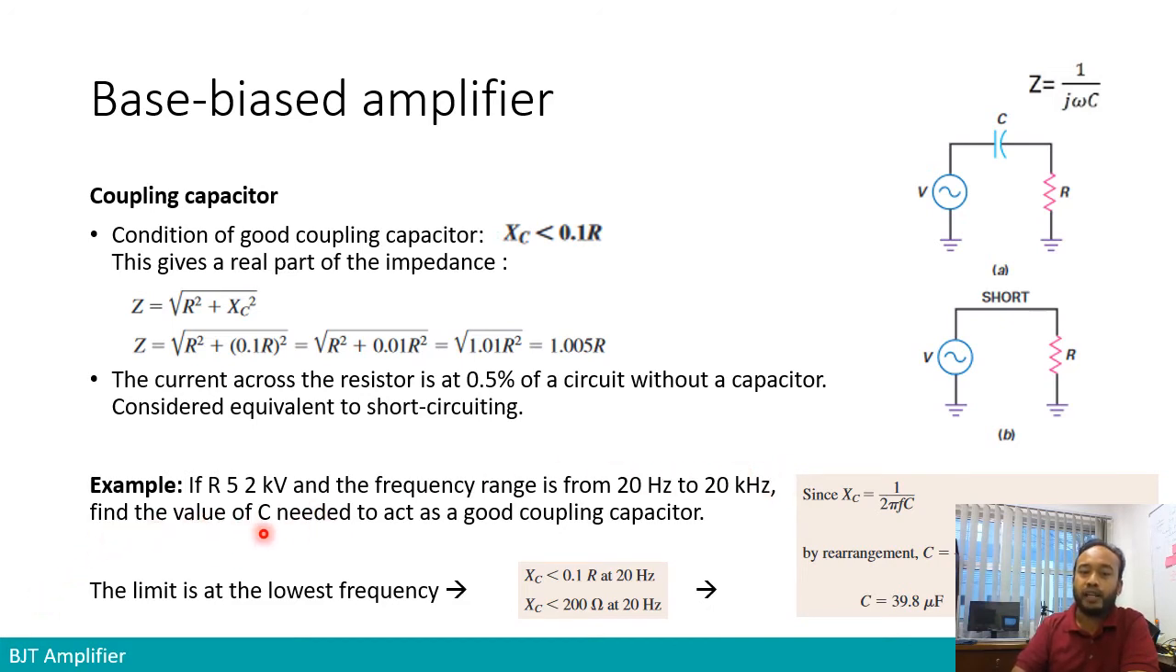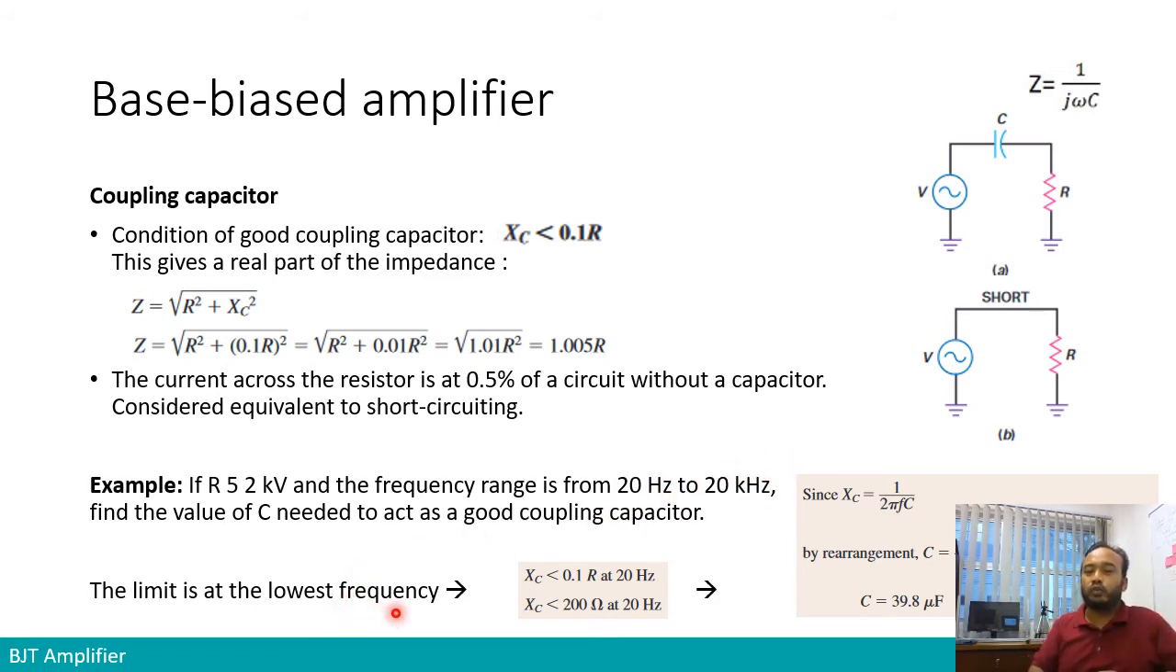The question asks us to find the value of the coupling capacitor needed to act as a good coupling capacitor. So in order to calculate it, we know that we need to have XC smaller than 0.1 R, and how do we calculate XC? XC is equal to 1 over omega C. So XC needs to be smaller than 0.1 R. The question now is, which omega do we use when we have a range of waveforms to be amplified, from a low 20 hertz to a high 20 kilohertz?